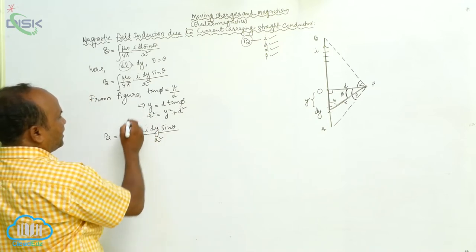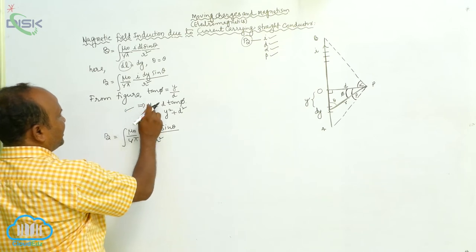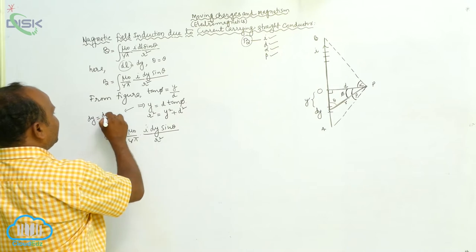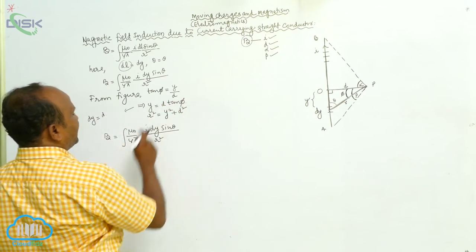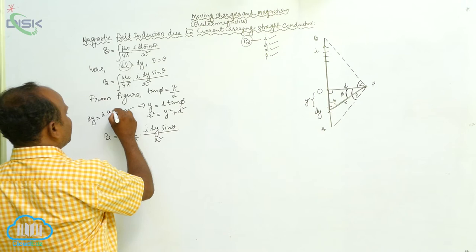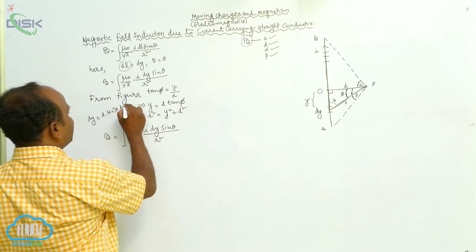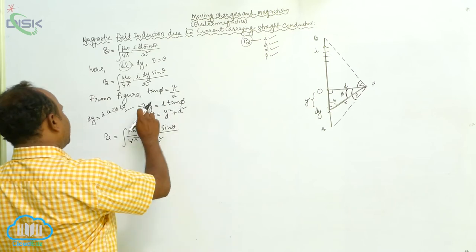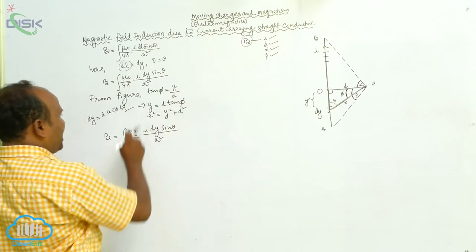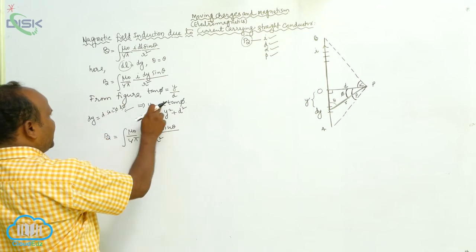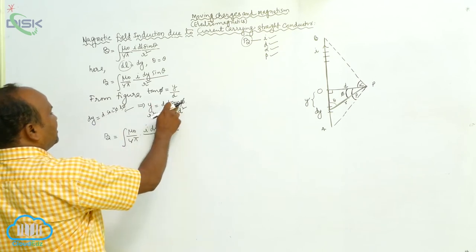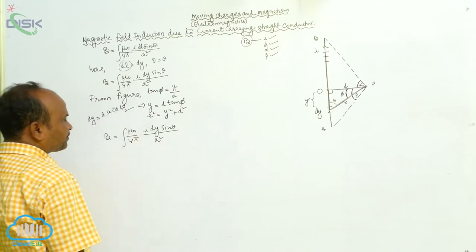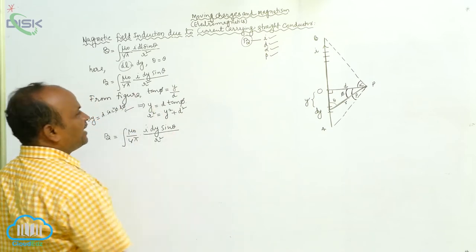This is the y. Therefore, from this equation, y is equal to d tan phi. This equation is differentiated. As I am differentiating dy, d is a constant, tan phi differentiation is secant square phi d phi. So dy is equal to d secant square phi d phi.